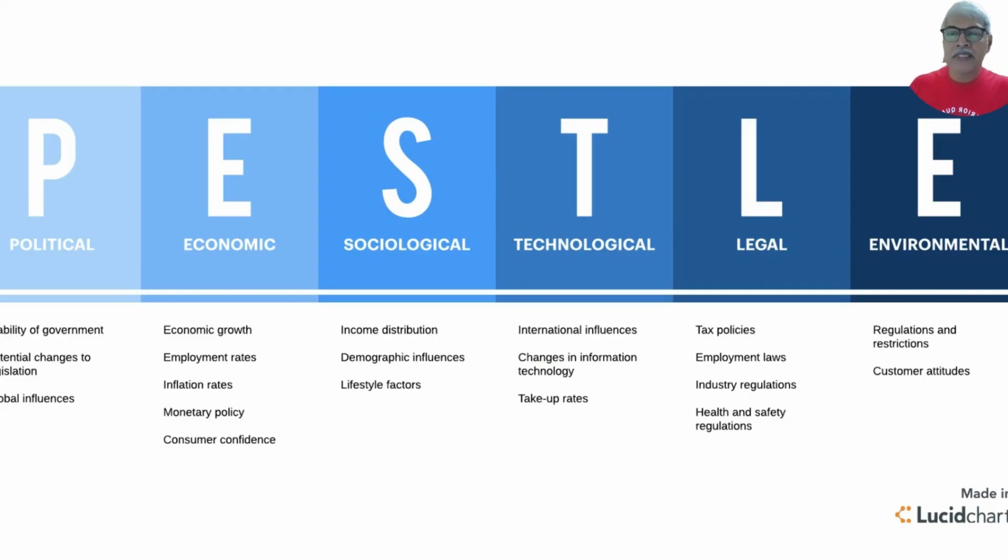Next is the PESTLE analysis. In the PESTLE analysis, political, economic, sociological, technological, legal, and environmental, you have to look at different things inside that also. So in political, you need to look into the stability of the government, the potential changes of law that are happening in that particular area, and also global influences. In the same way, in economic, you need to look at growth, employment rates, and inflation rates. We have done an analysis using PESTLE.